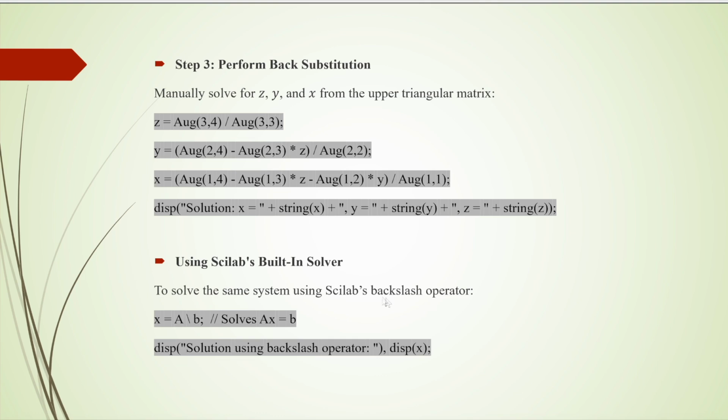Then step 3, we have to perform back substitution by manually solving for z, y, and x for upper triangular matrices. First we have to solve for z, then we have to solve for y, then we get the value of x, and then we can get the solution and display the solutions here in Scilab. We can also verify the solution with a built-in solver, the backslash method. This method is the Gauss elimination method. Answers are correct. Now implement this in Scilab.